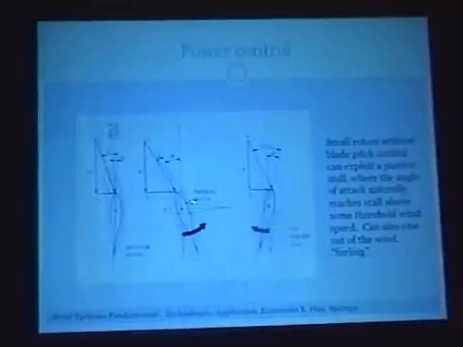Now, if the wind keeps on getting faster and faster, you can continue to rotate until you're in sort of a feathered position where you have a flat surface against the direction of rotation, and that effectively brakes the structure. Another approach is to increase the angle of attack. And when you do that, recall that at some point the airfoil goes into stall.